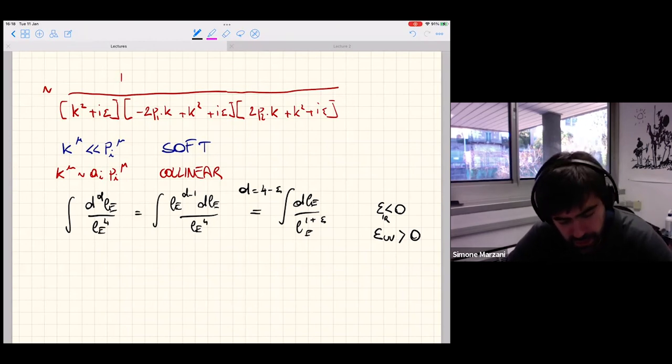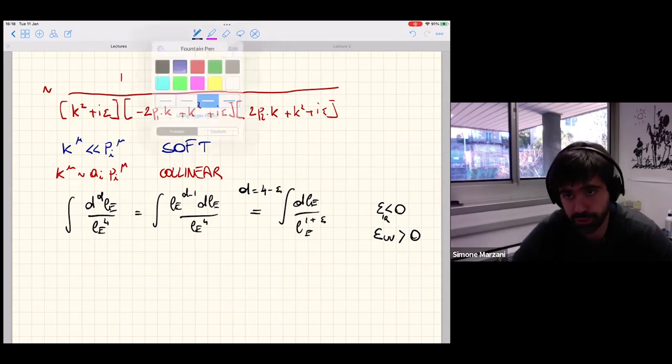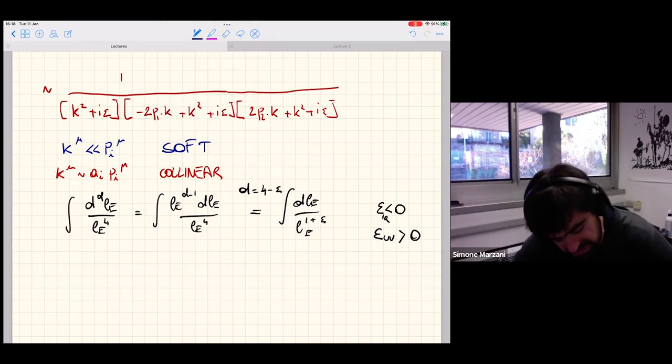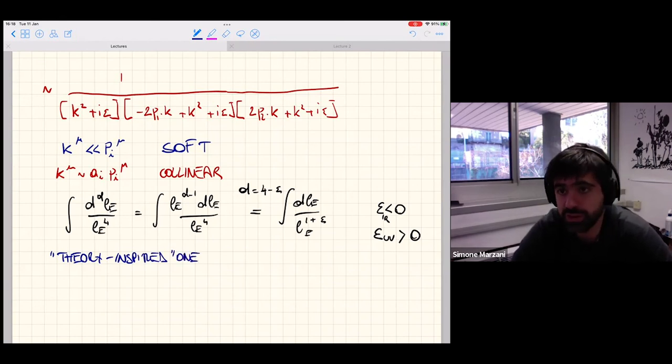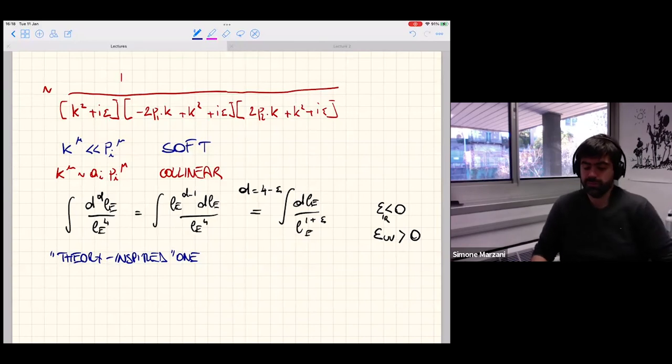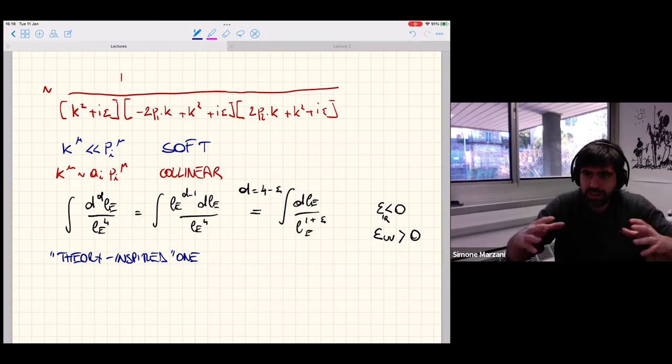This was mentioned yesterday. So there are essentially two types of approach. Let me call the first one, although I don't like the names, but I couldn't come up with something better, the theory-inspired one. So the theory-inspired way of dealing with infrared singularities. Well, why do they arise? They arise because QCD, in the same way as QED, is mediated by massless particles. And these massless particles have a long-range interaction.